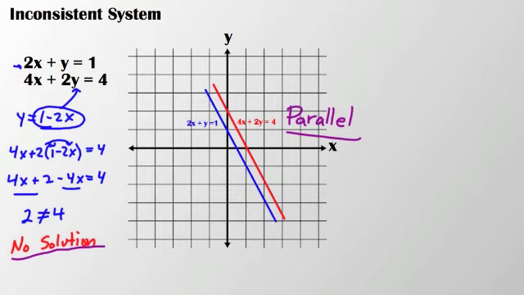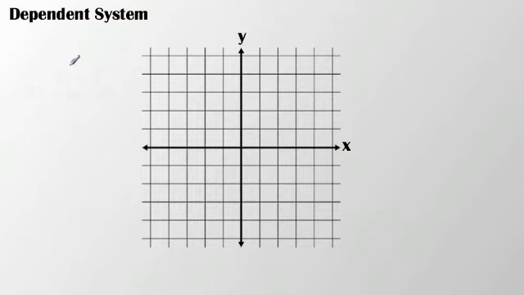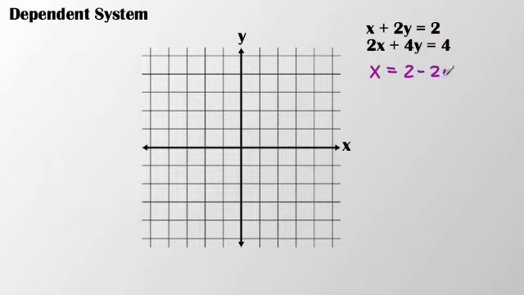The next thing we're going to do is take a look at a dependent system. Same thing again, I have x plus 2y equals 2 and 2x plus 4y equals 4. Let's bring that over here, and I'm going to use substitution again. With my first equation, I have x equals 2 minus 2y. Then I'm going to substitute this over here, and I get 2 times (2 minus 2y) plus 4y equals 4.